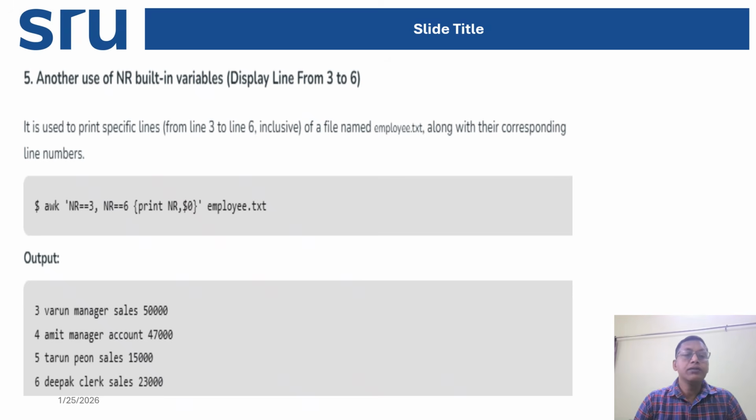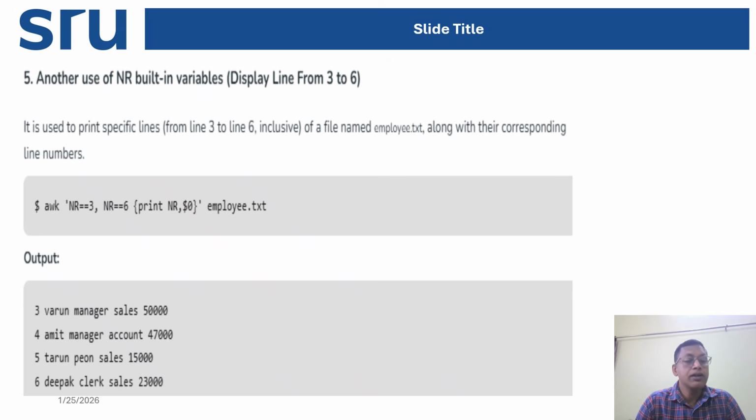Another use of NR built-in variable. It is used to print specific lines of a file along with their corresponding line numbers. Okay, in this scenario, awk NR==3, NR==6. So here it starts from line number 3 and ends with line number 6, and print NR, $0 means entire line, and input file is employee.txt.